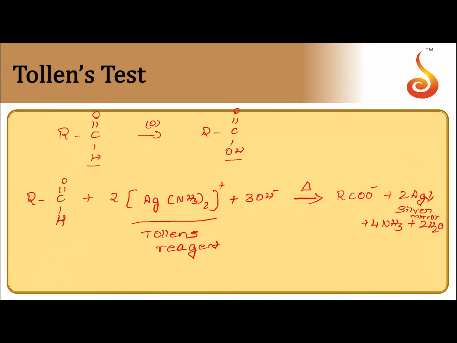So here both aliphatic and aromatic aldehydes reduce Tollens reagent. Again I am repeating, ammoniacal solution of silver nitrate is Tollens reagent. When an aldehyde is treated with Tollens reagent, you will get a deposition of silver on the walls of the test tube, means we will get a silver mirror. Both aliphatic and aromatic aldehydes give the Tollens test.